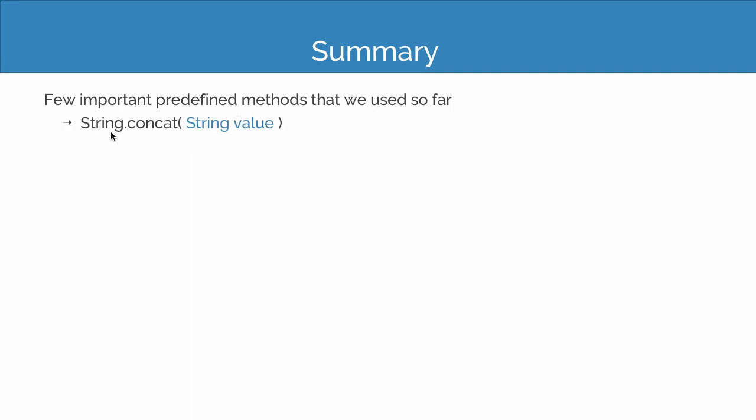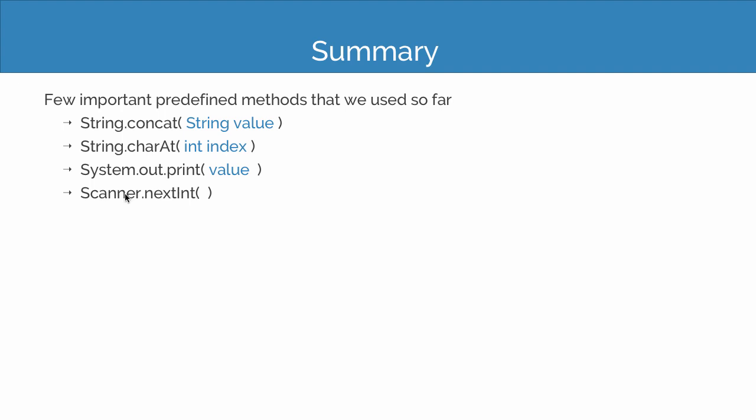Now before concluding this topic, I would like to show you something. So far in our course, we have used many important predefined methods. As for example, we used the method of string.concat, string.charAt, System.out.print statement, and also scanner.nextInt. These are few of the examples of the predefined methods that we have used so far in our course.